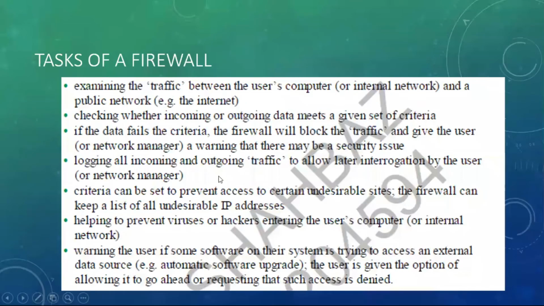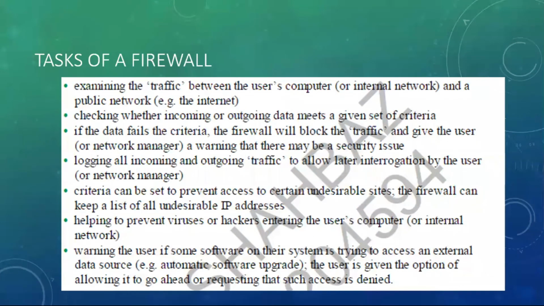There are certain tasks that the firewall does, and most of the time you need to remember those tasks. For example, first, it examines the traffic between the user's computer and a public network. Traffic here means information going in and out. It just examines. Next, checking whether incoming or outgoing data meets a given set of criteria. I've already explained what a criteria is. For example, information that is incoming, but I have blocked that information based on an IP address. So the firewall checks that, okay, I have an IP address that is trying to communicate with me. I'm supposed to stop it.